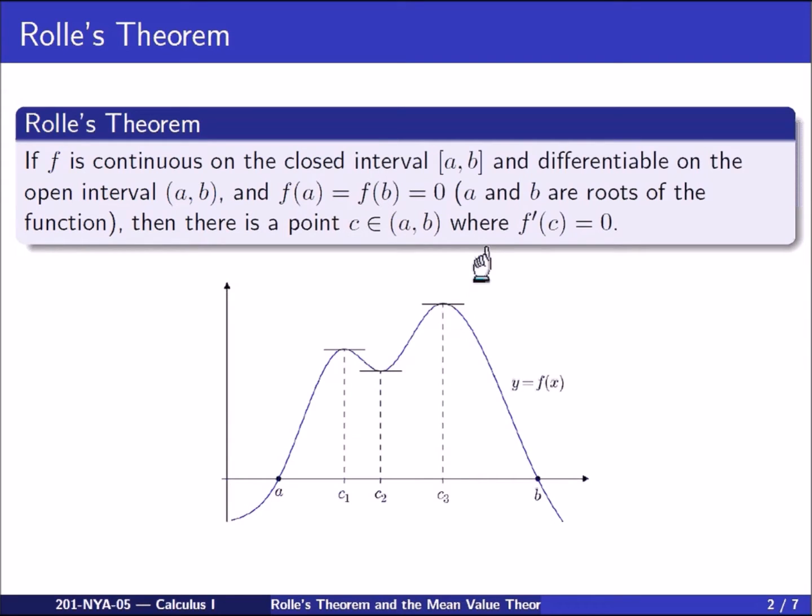So as you can see, the theorem says that there exists a point where f'(c) is 0, but c may not be unique. So there might be multiple points where that's the case, or there may just be one point, but there's at least one point where the conclusion is going to hold.